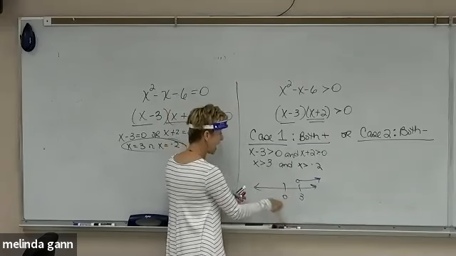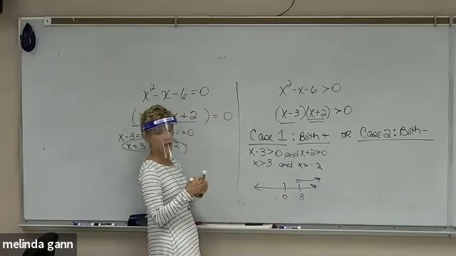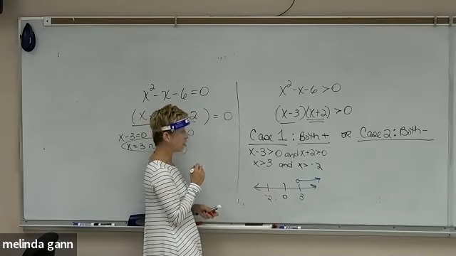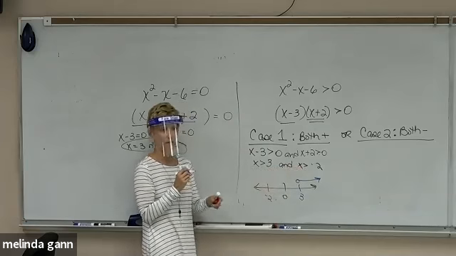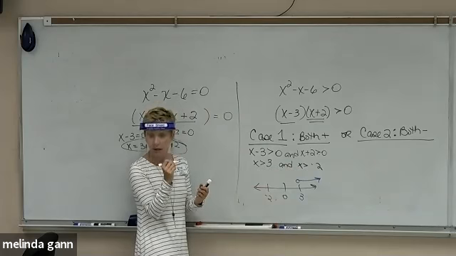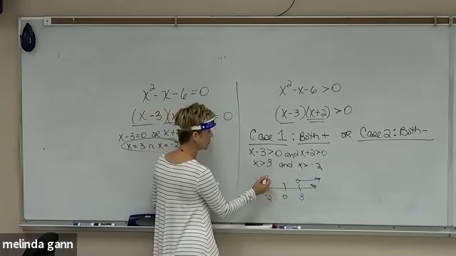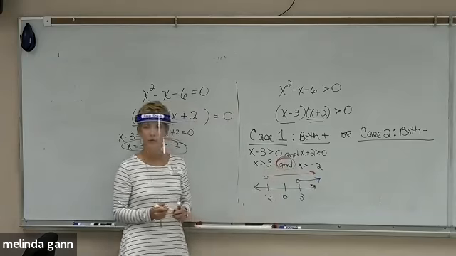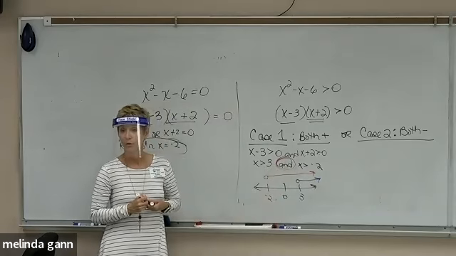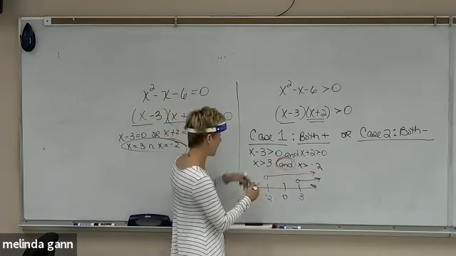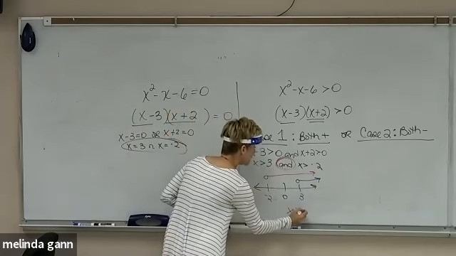At the same time, x has to be bigger than negative 2. And negative 2 is somewhere right here. Is everybody with me? Open hole or closed hole when it's just greater than? Open. If it's greater than or equal to, it'd be closed. All right, open hole. And again, bigger means you go to the right. And where do you have both colors? Where are both of those true? When the numbers are bigger than 3. So the answer to case 1 is numbers bigger than 3.